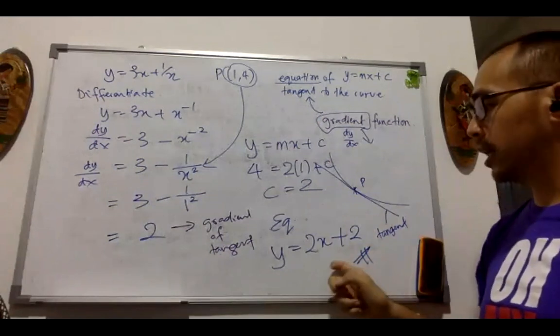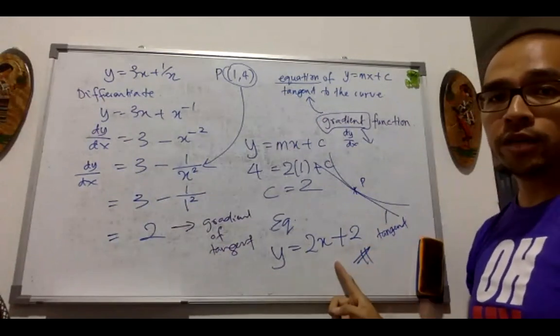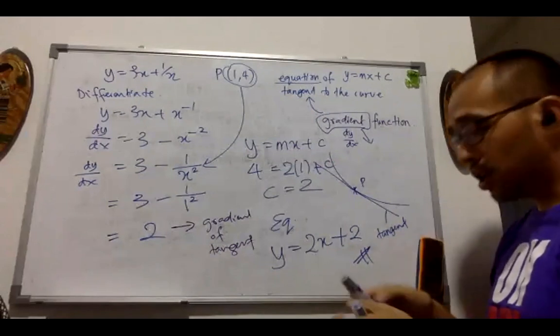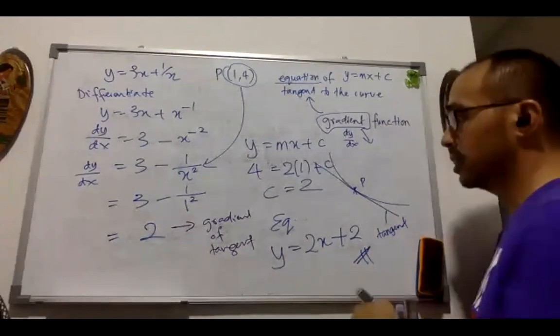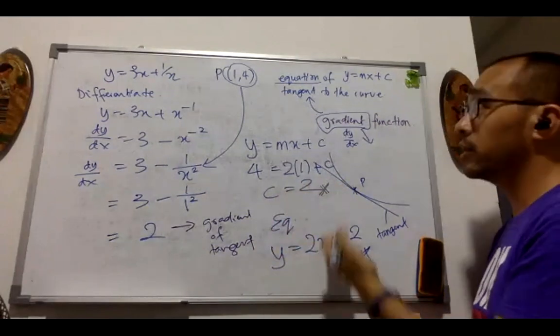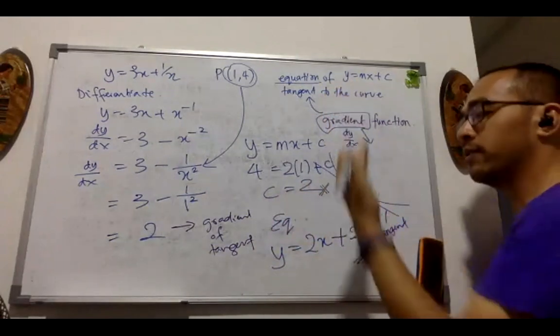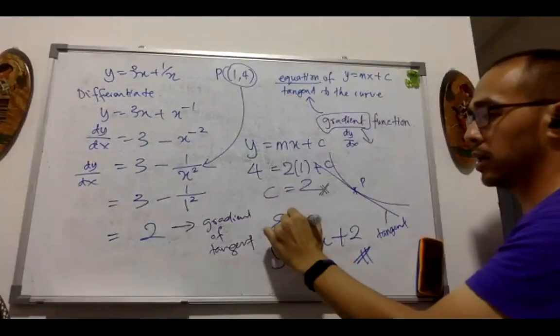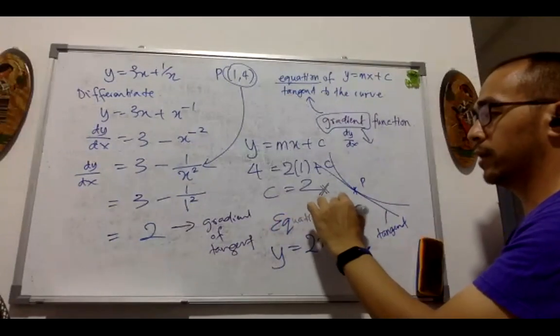Okay. Remember, once again, rewrite the equation. If they ask you for an equation, a lot of students stop here. Okay, they stop because they just want to see. No, please. If the question asks for the equation of the tangent to the curve, write the equation properly. Okay, the equation of tangent.